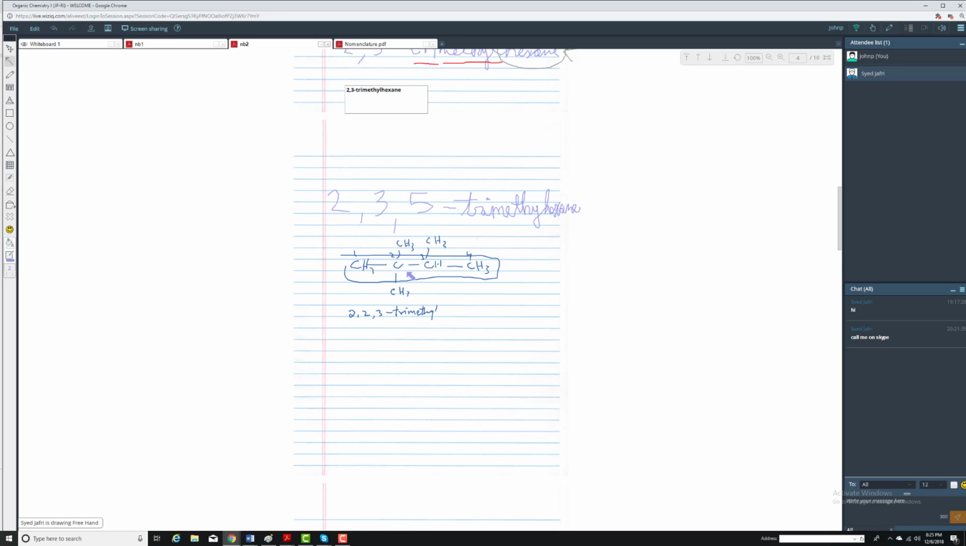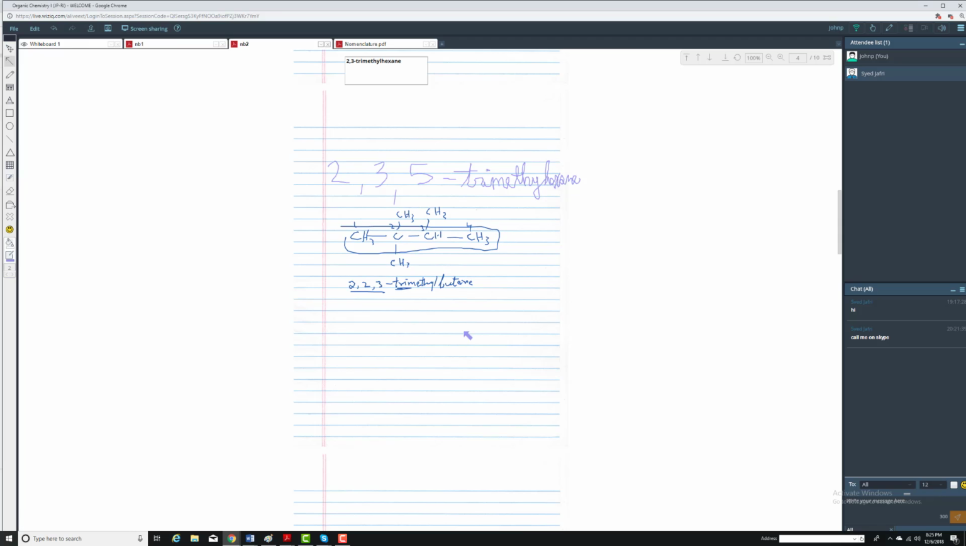Trimethyl and 4 carbon means butane. Tri means you need 3. I was thinking at first maybe it's just 2. It tells like that: one methyl is at 2, another methyl is also at 2, and the third methyl is at 3. Trimethylhexane. Which side do I have to start numbering?